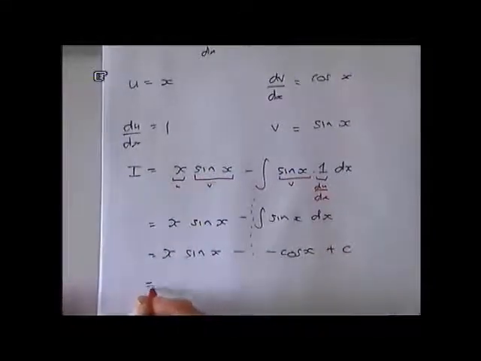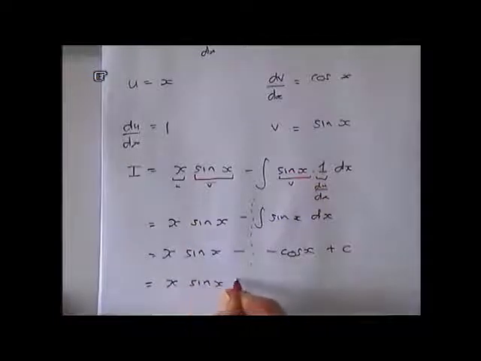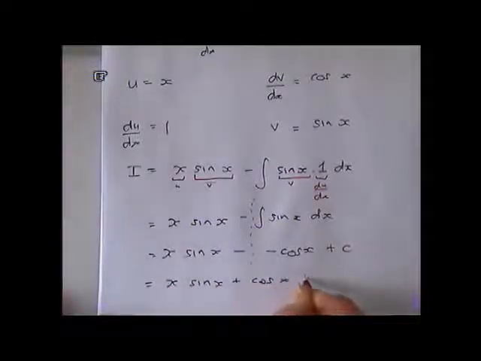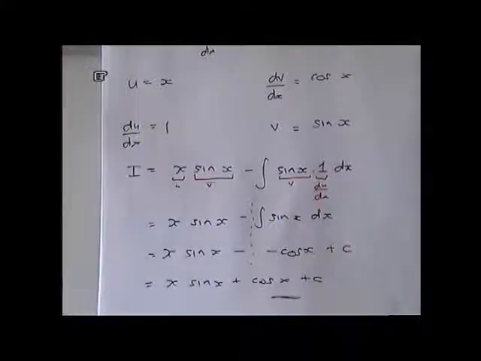And how would you write that answer down a bit more nicely using a bit less ink? What change can you make in the middle? Yeah, those two minuses make a plus. So you get x sine x plus cos x plus c. And that is the answer to that question. Okay? That is how it works.